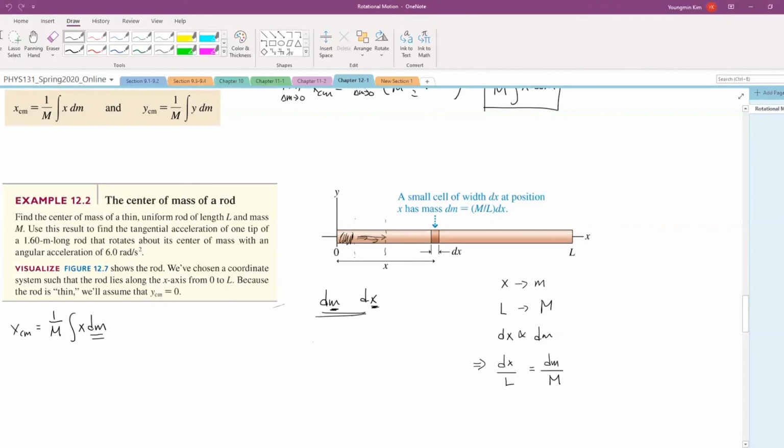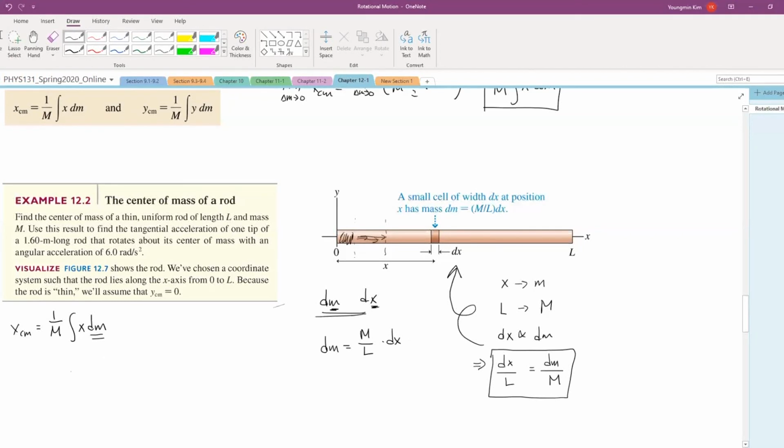All right, so let's see here. dx over L is equal to dm divided by m. Now this relationship is specific to the situation above. Depending on what kind of shape you're dealing with, you will have a different relationship between dx and dm, and that is the key point. That is the exercise that you have to figure out. Now in this case, dx over L equals dm divided by m, so dm is equal to m divided by L times dx.